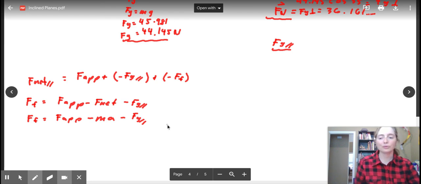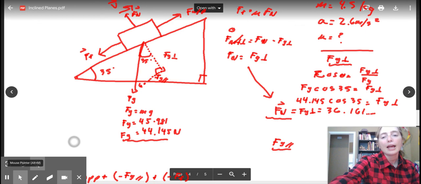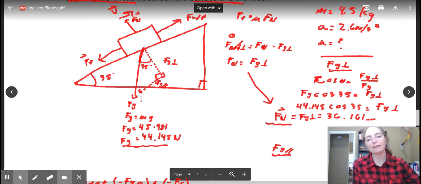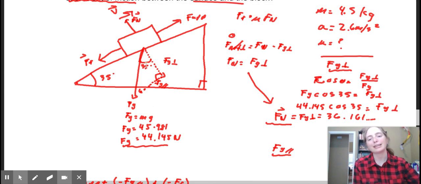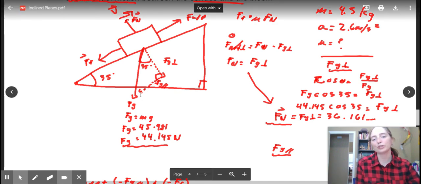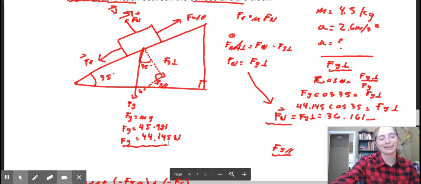So we're going to scroll back up here and look at our FG parallel. FG parallel here is opposite to that 35, so that means we're going to be using the sine in order to solve for this. We are going to be using sine of 35 to get that FG parallel, as well as the FG that we calculated earlier.